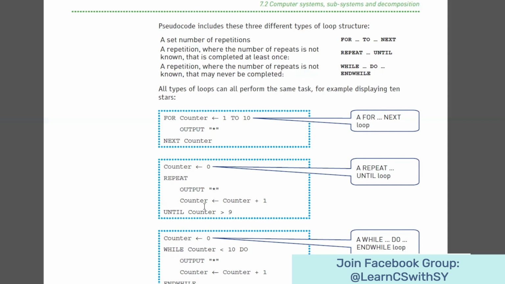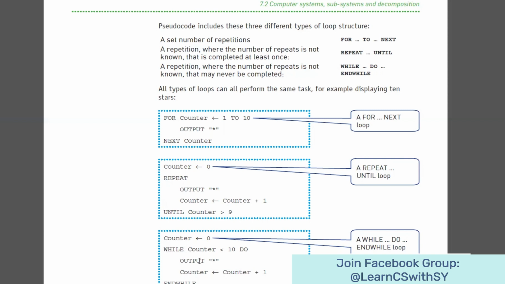Means till the time the value of counter is not above 9, it will keep on working. And again, remember, repeat works when the condition is false. So it will work. And the moment the value of counter has become a value above 9, it will stop. It will stop immediately.